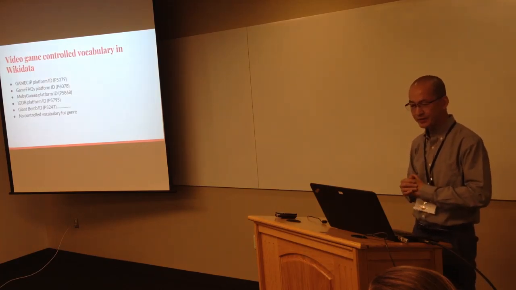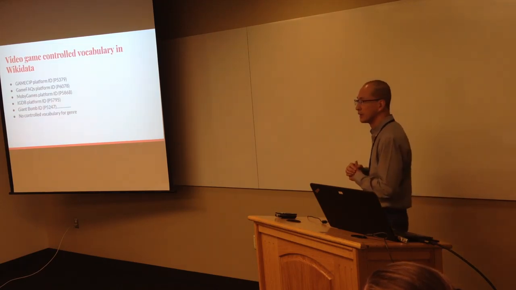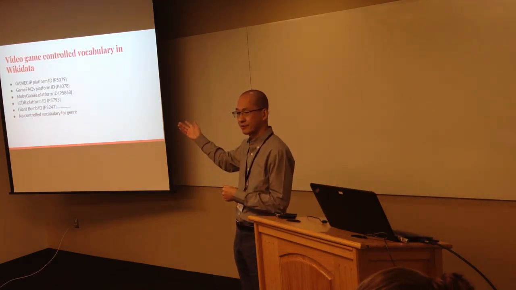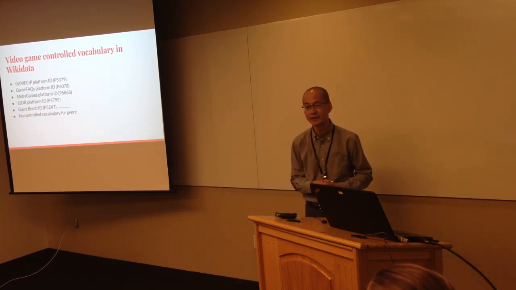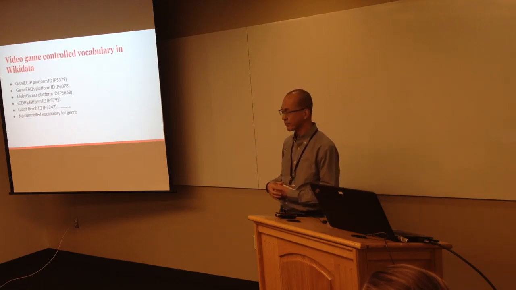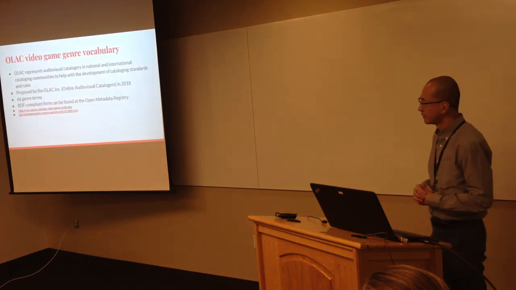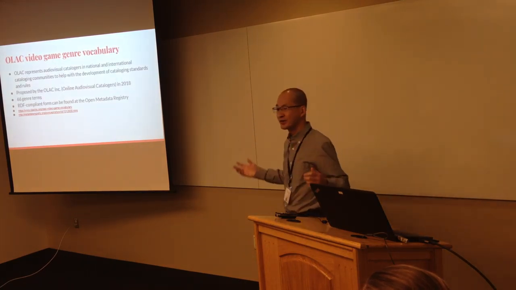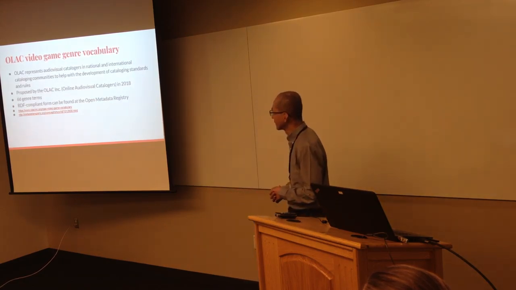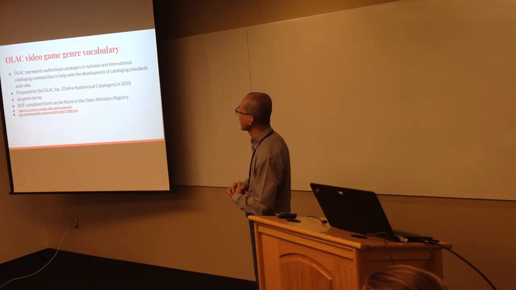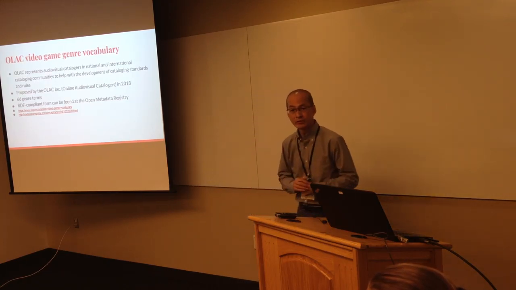So for video games, we have quite a few video game controlled vocabularies in Wikidata. Most of them are related to platform. I think there's an advantage and a disadvantage, because all those are platforms. If people want to relate a video game to those controlled vocabularies, it's difficult for them because there are so many. But genre is different. There's no video game genre controlled vocabulary in Wikidata. And last year, OLAC actually published the video game genre vocabulary. There are 66 genre terms.